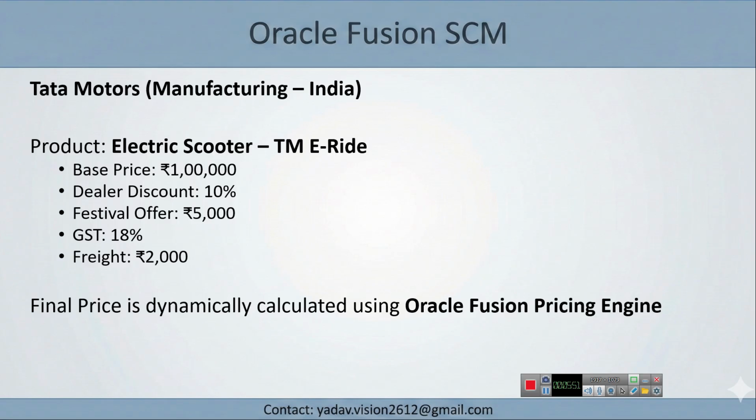I'm applying GST at 18%, and the freight charges may be 2,000 rupees. This is the example I'm taking in this session. I'm going to show you how it is calculated, how we apply these discounts and charges, and how we derive the final price, so that we can see it at the price list level. By the end of the session you will come to know how the pricing engine calculates.